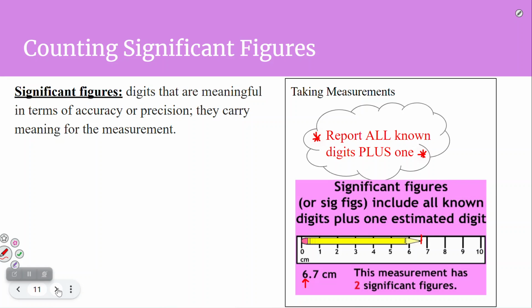It looks like it's more than half. I'd even say more than 0.6. So let's just go ahead and go with 0.7. So 6.7, even though this 7 is estimated, it's still significant because it is important as far as reporting the measurement of that pencil. Okay, so this measurement here, 6.7 centimeters, has two significant figures, the 6 and the 7. Okay, so let's move on.